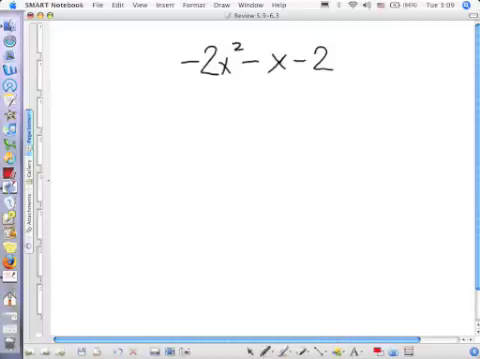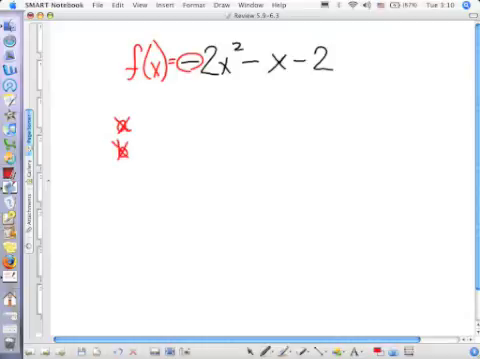For number 17, you are asked to identify the graph of this function. The first thing we notice is that it opens down, which automatically eliminates choice A and B. Then we notice that it crosses the y-axis at negative 2. Both choices C and D cross the y-axis at -2.